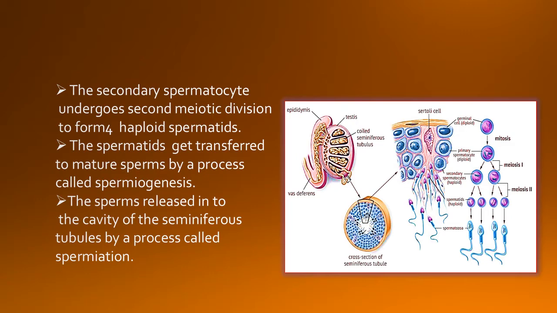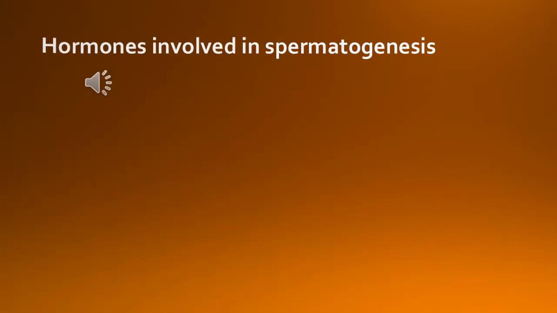Spermatids are immature sperms which change into mature sperms by a process called spermiogenesis. Now, the newly formed mature sperms are released into the lumen of the seminiferous tubules, and this process is called spermiation. You know what is puberty? The age at which a person is capable of sexual reproduction is called puberty.